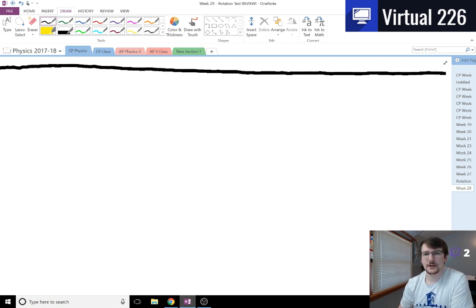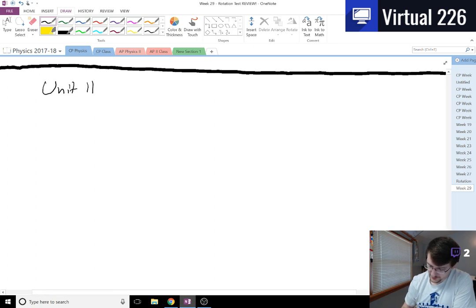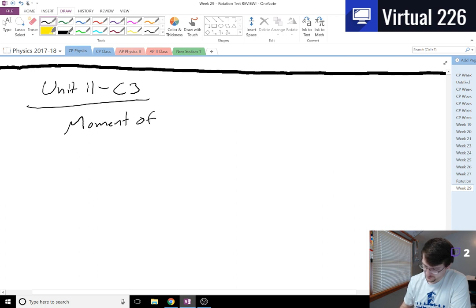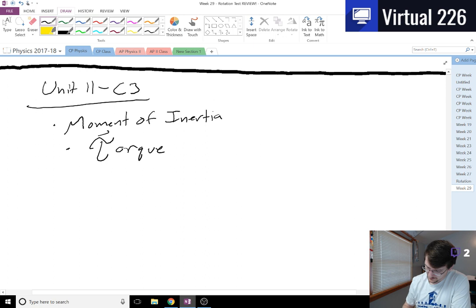Okay, what we're going to look at here is a C3 problem for Unit 11. So Unit 11, C3. What we're going to look at here is a combination of moments of inertia, torque, and angular accelerations, and how we can put all of those together.